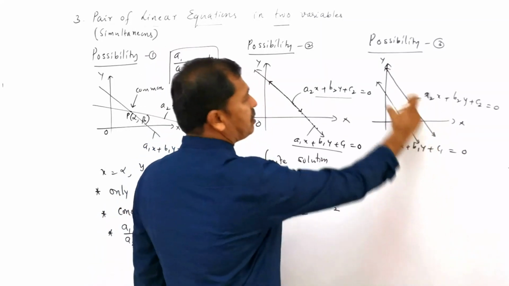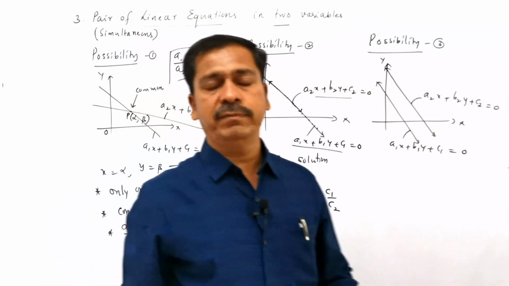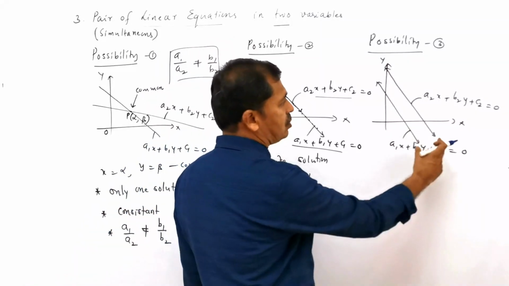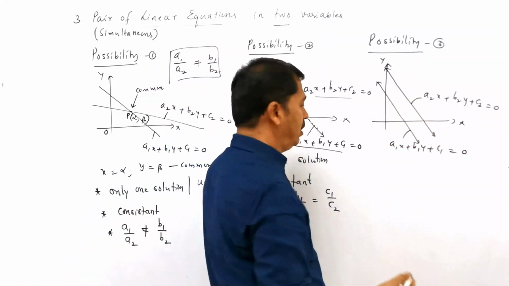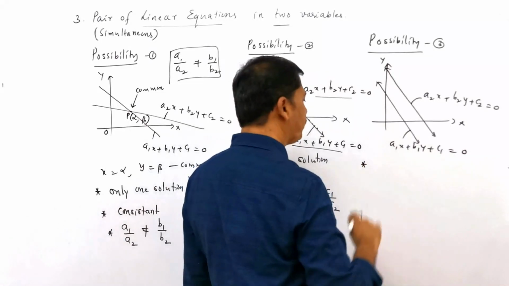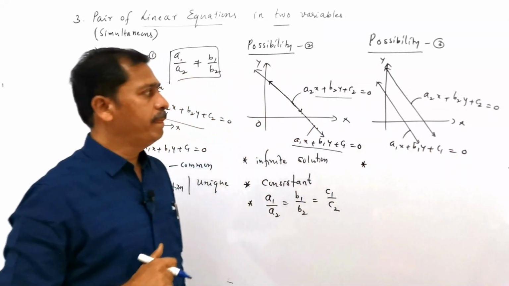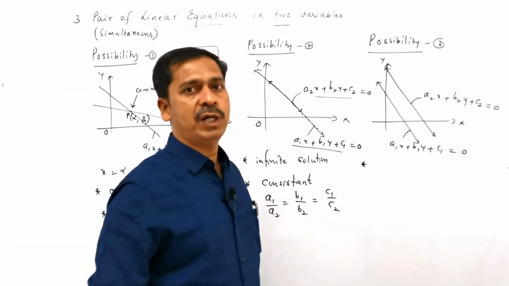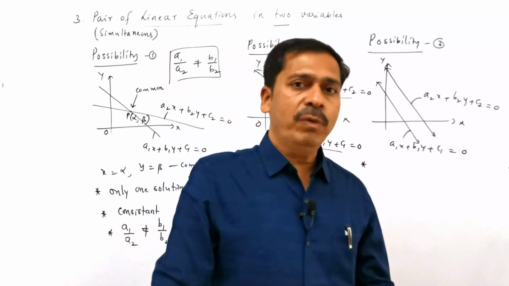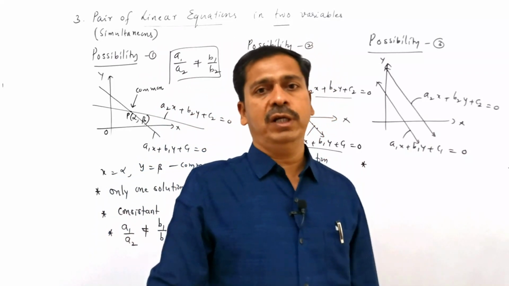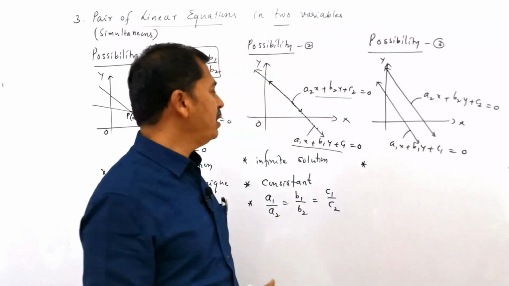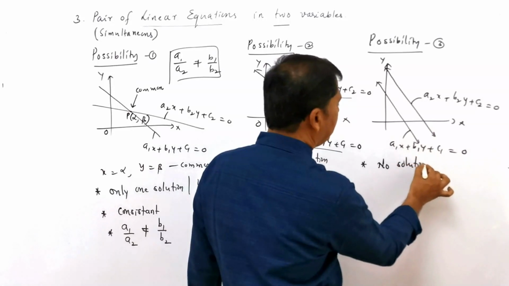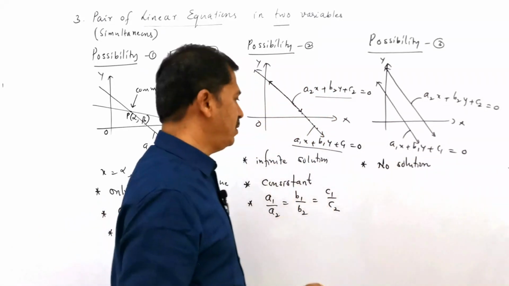See, if we extend on both the sides, they never meet. So when they never meet, such lines are considered to be what kind of lines? Parallel lines. So in this case they are parallel. So when the two lines are parallel, then we can say there is no common point between these two lines. If there is no common point between the two lines, it means there is no solution at all. In this case there is no solution for this set.